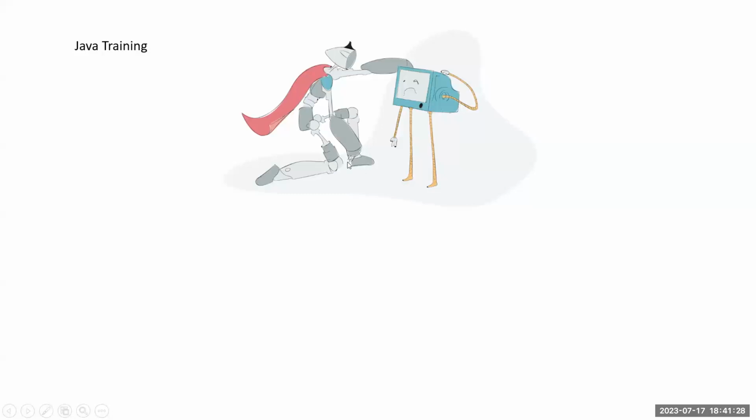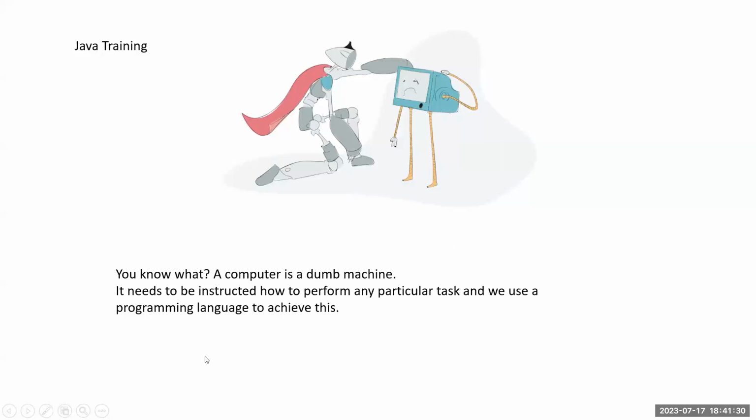OOPS and all other concepts. So the first one is Java training. Like, why? Where exactly is this programming language getting used?